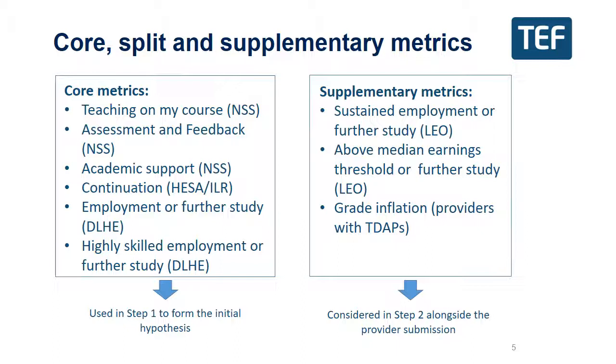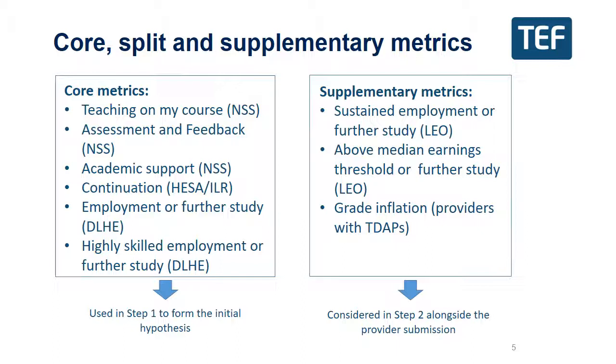Each of these 3 core metrics look at the answers to a slightly different set of questions. There's one metric based on responses to questions around teaching on my course, one about assessment and feedback, and one about academic support. The next metric on continuation measures what proportion of students continue their studies from year to year. The last 2 core metrics take responses from a different survey, the Destinations of Leavers from Higher Education survey, the DHLE. The DHLE asks graduates about their employment or further study 6 months after graduation. Those are the core metrics.